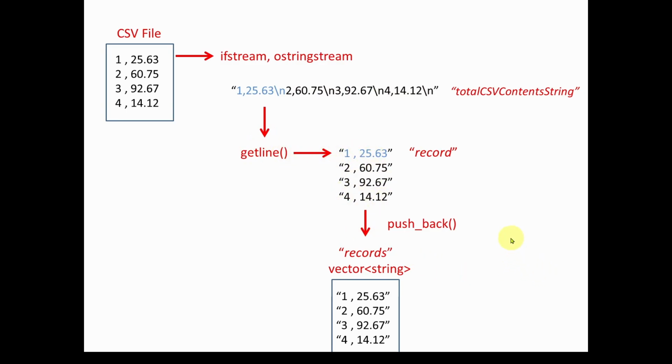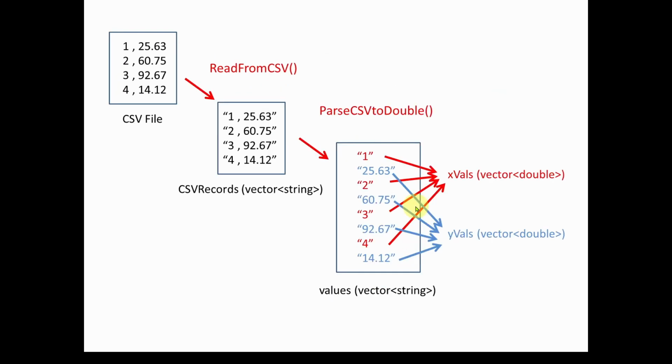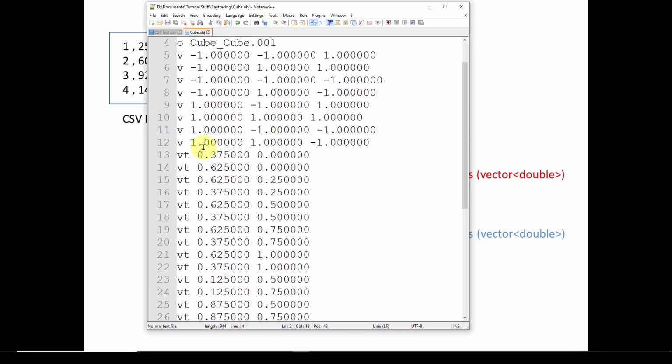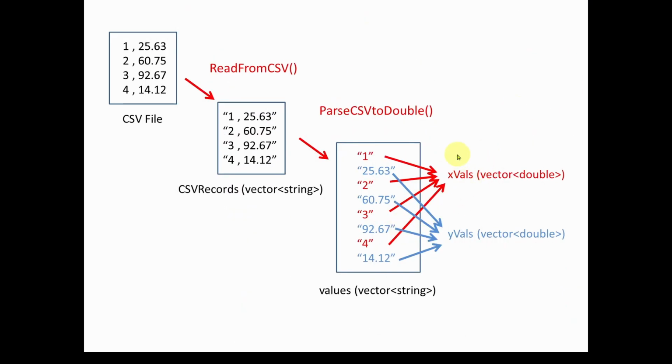So that's going to be the basic methodology we're going to use to read text files into a vector of strings. So now once we've done that, we've taken the CSV file and put it into a vector of strings that look like this, then we're going to have to parse. And I'm going to have a separate method to do the parsing because, as I said, you may have a simple CSV or you may have a complicated OBJ file or any other type of text file that you're reading in. So I'm going to leave the parsing to a separate method.